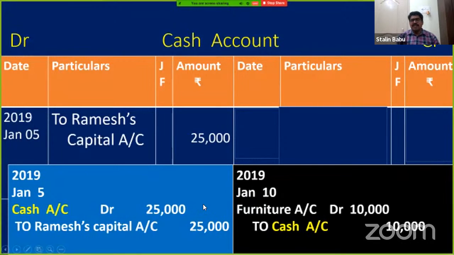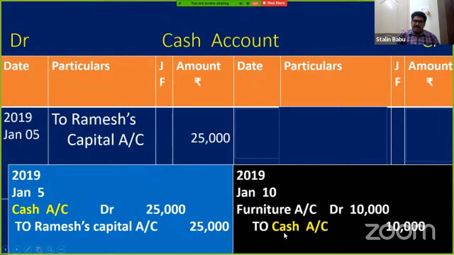So let us see on January 10th, what is the journal entry? Furniture account debit to cash account. We are purchasing furniture. The entry is furniture account debit to cash account. Which account are we preparing? Cash account.